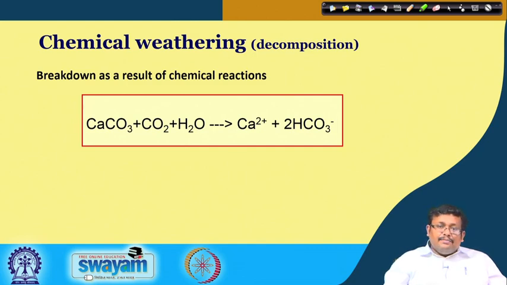So, when there is a high partial pressure of carbon dioxide, it reacts with the water vapor which is present inside the soil and forms carbonic acid, and this carbonic acid basically reacts with calcium carbonate, and as you can see it changes into calcium ion as well as bicarbonate. So, there is a complete change in chemical nature. That is why it is called chemical weathering or decomposition, that means change of composition.